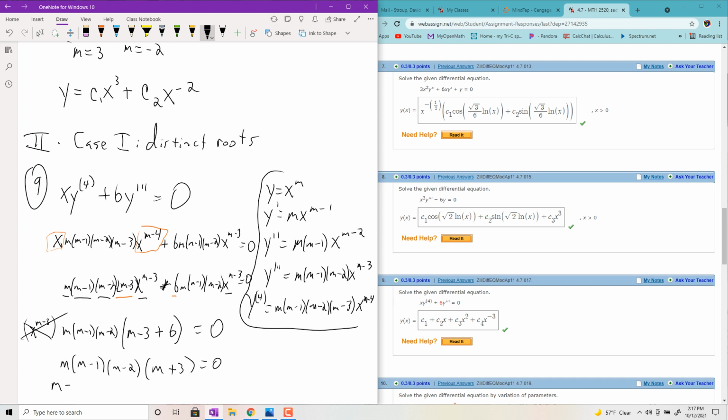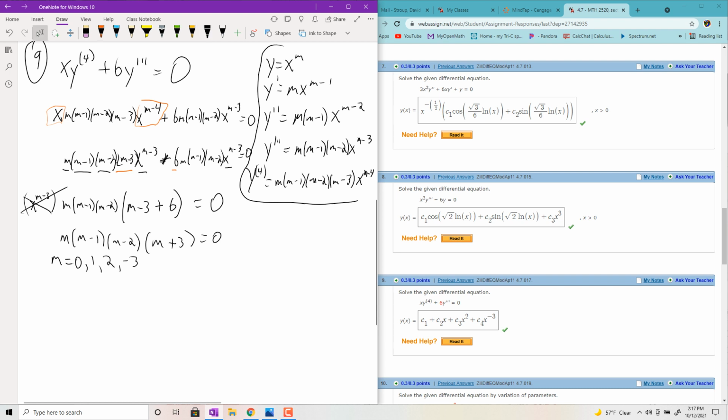And so your roots are m equals 0, 1, 2, and then negative 3. And so our general solution should be y equals c1 x to the 0, which is just 1, plus c2 x to the first, plus c3 x squared, plus c4 x to the negative 3.